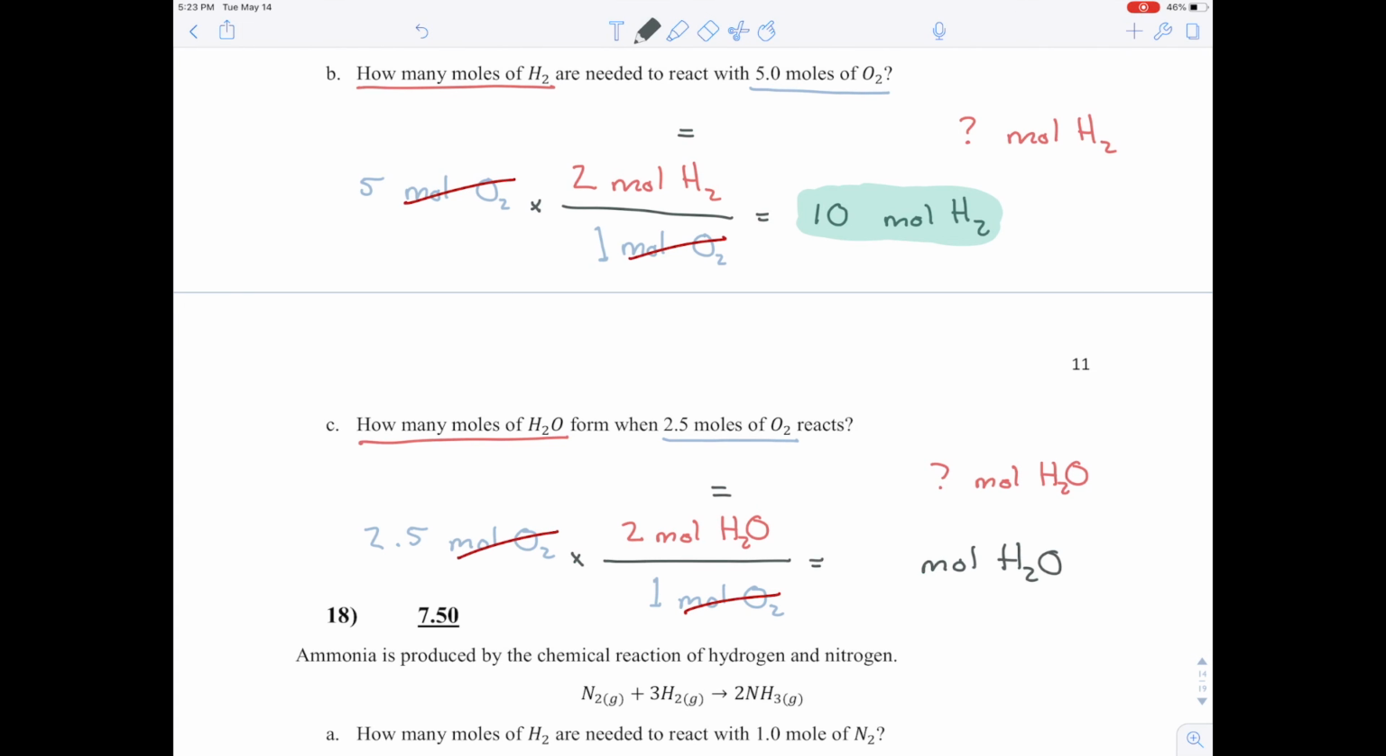And then you just plug it into a calculator. So 2.5 times 2, enter, that's 5. Divided by 1, enter, so you would have 5 moles of H2O. So when 2.5 moles of O2 react, you would get 5 moles of H2O.